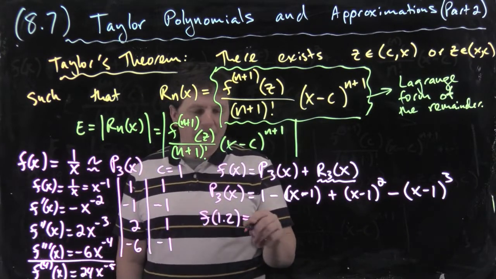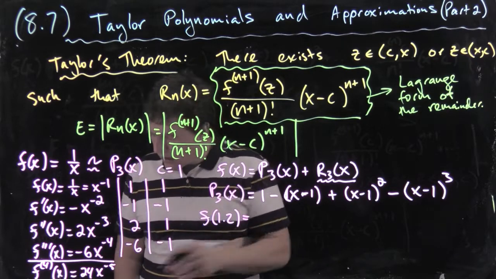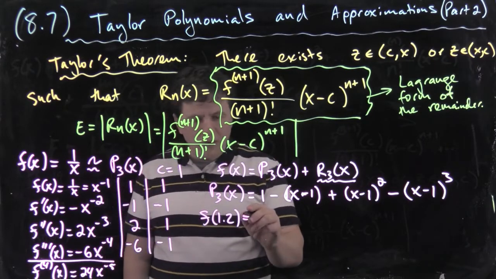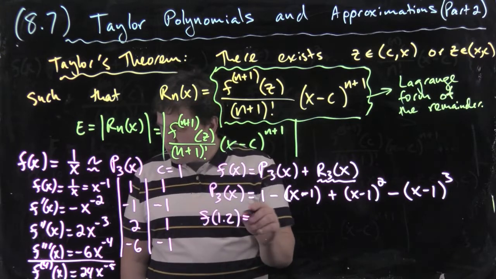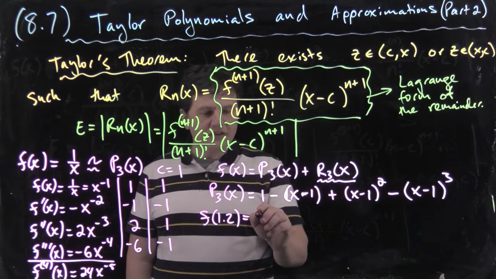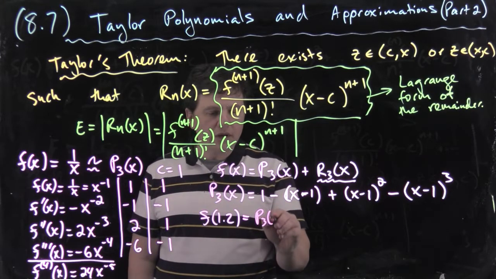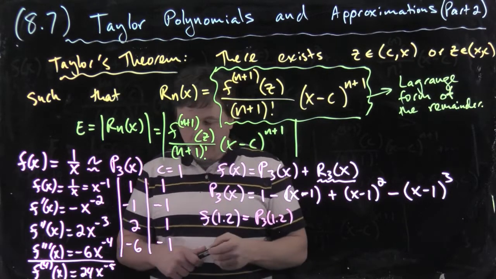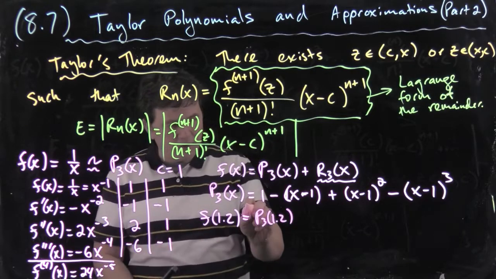We're not always going to have that. If we always knew the error, then why would we need to do all this? We're not always going to know the error. All right, so anyways, 1.2, so that's going to give me p sub 3 of 1.2. And let me fix this. This is an approximation here.